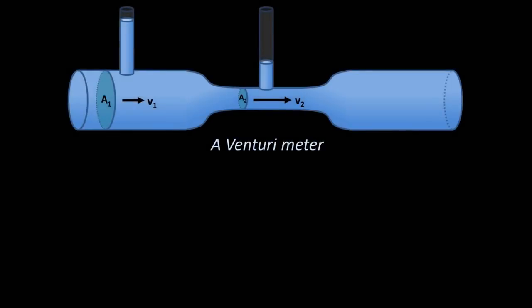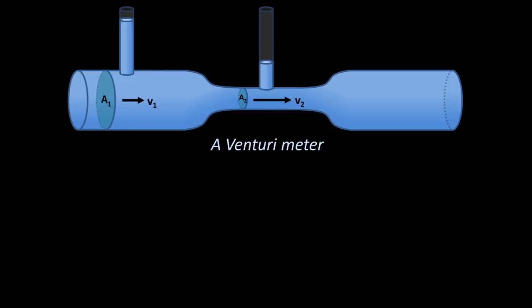Here's a schematic of an interesting contraption called a Venturi meter. It consists of a horizontal tube of two different widths, where a vertical tube is attached to both the wide section and narrow section. A fluid moves along its length. You've probably already noticed something interesting. The height of the vertical columns of fluid are not equal.